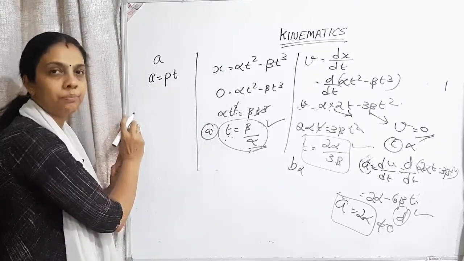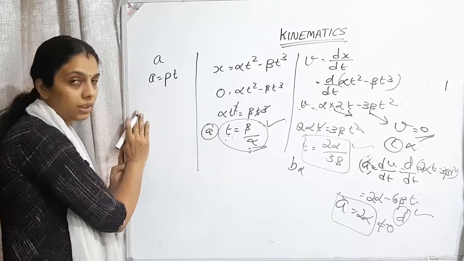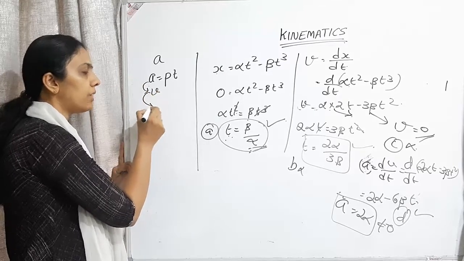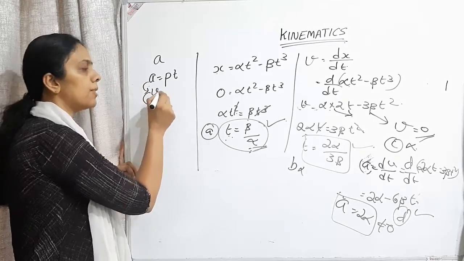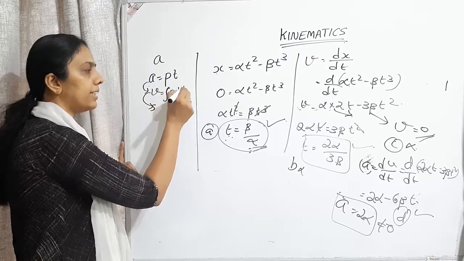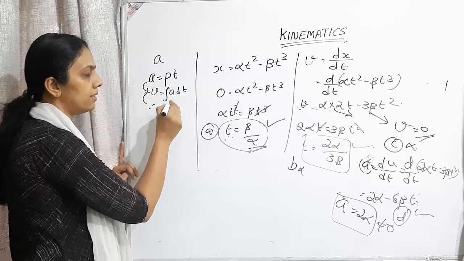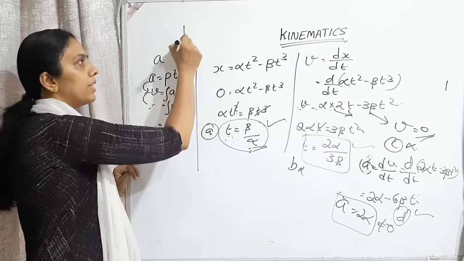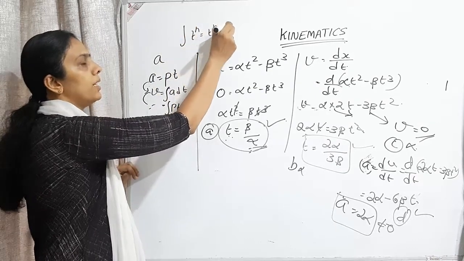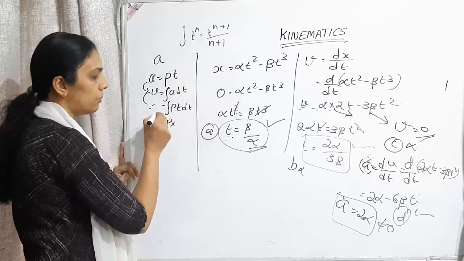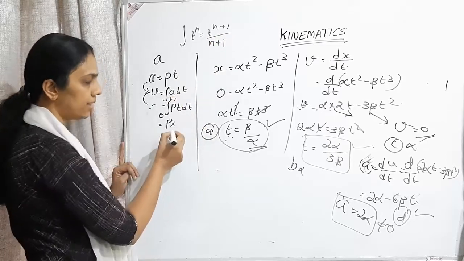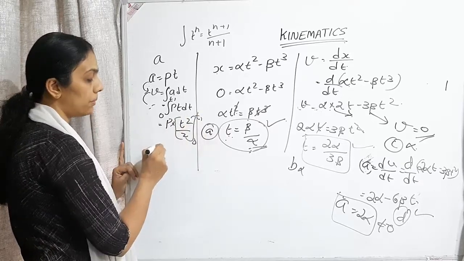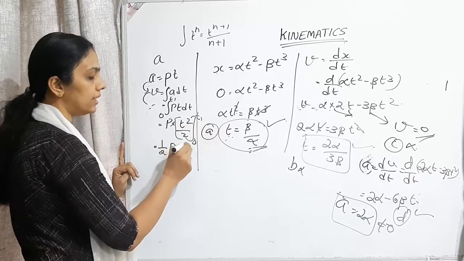Acceleration is given as pt. How can we find it? Directly we can't find out the displacement. From acceleration we can find out velocity, and from velocity we can find out the displacement. So velocity will be equal to integral A dt, that is integral pt dt. Therefore P into integral of t to the power n equals t to the power n plus 1 divided by n plus 1. Here it will be t equals 0 to t1. Right? So P into t square by 2, upper limit minus lower limit. So here we will get half p t1 square.